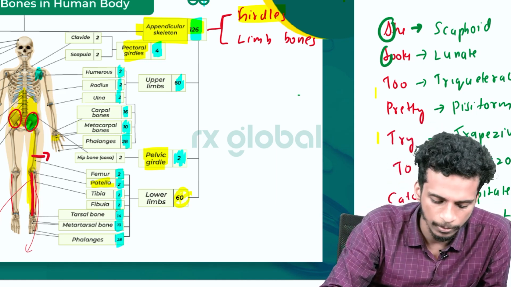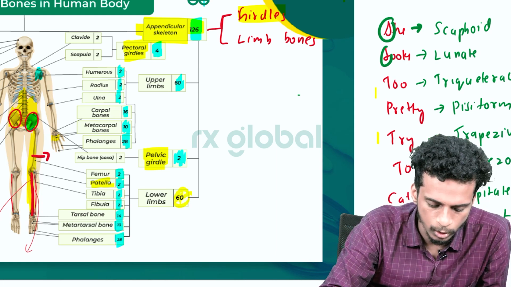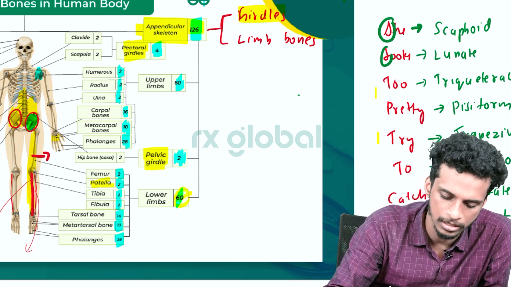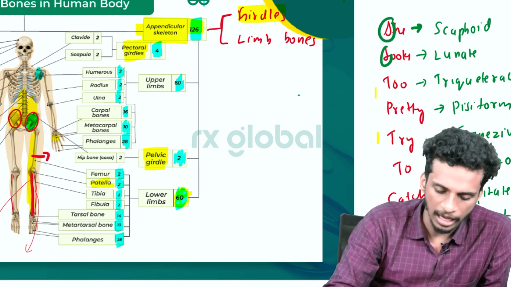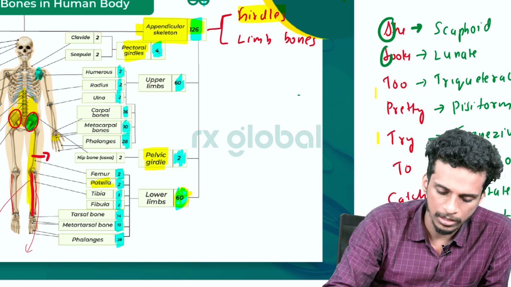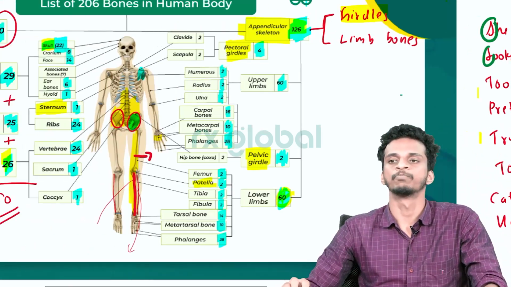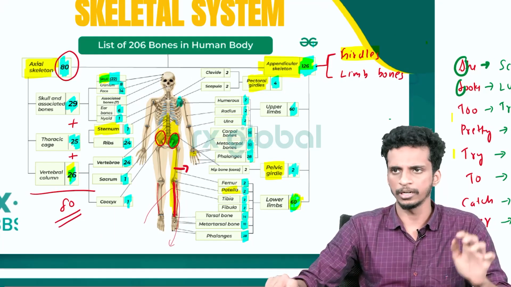So again, when I add it up, 2 plus 2 plus 2 plus 2 is 8. 8 plus 14 is 22. 22 plus 10 is 32. 32 plus 28 again gives me 60. So totally I have 60 plus 60, 120. 120 plus 4, 124. 124 plus 2, 126. So that makes my appendicular skeleton. This is how our axial and appendicular skeleton is laid out.